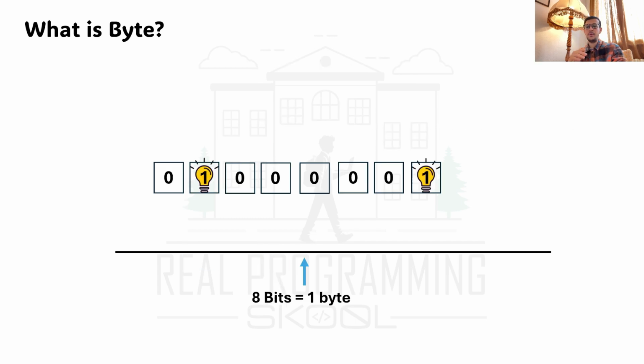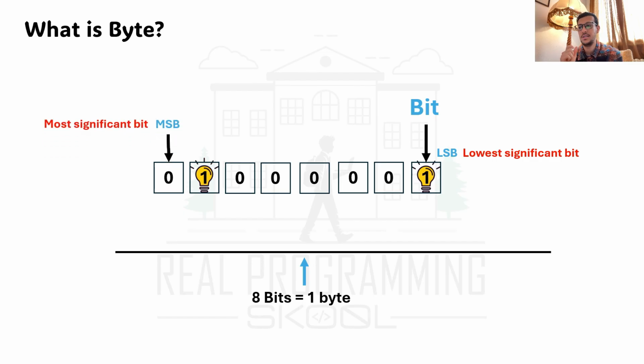A bit doesn't hold a lot of data. But if I put 8 bits together, it will give me 1 byte. The first bit in the byte we call the least significant bit. And the last bit in the byte we call the most significant bit.